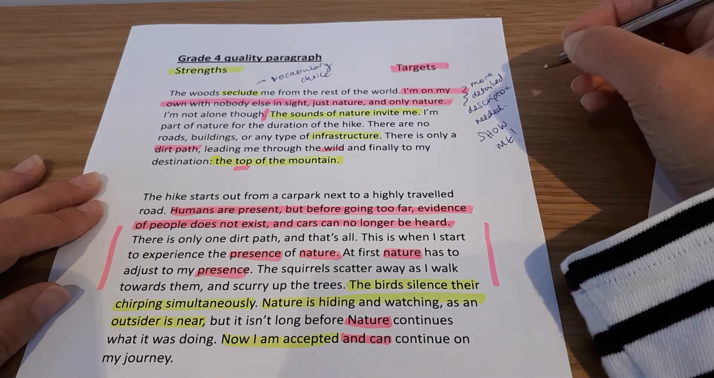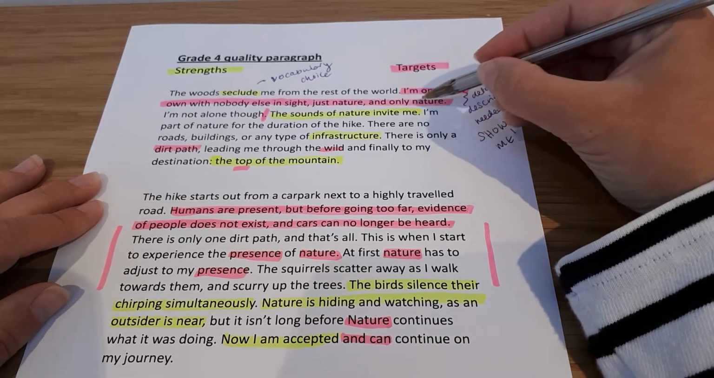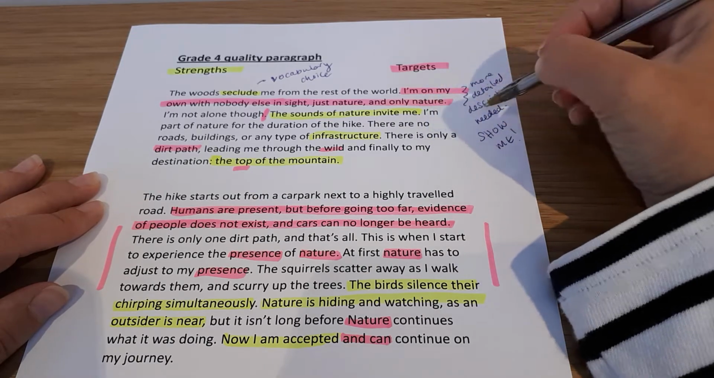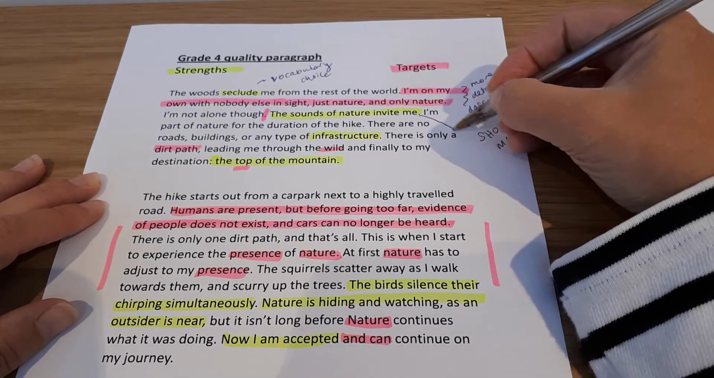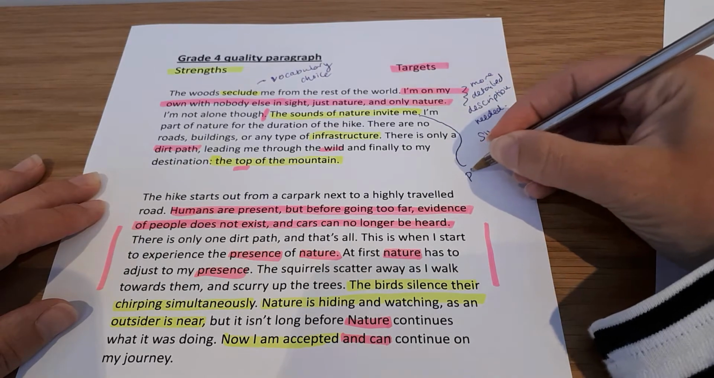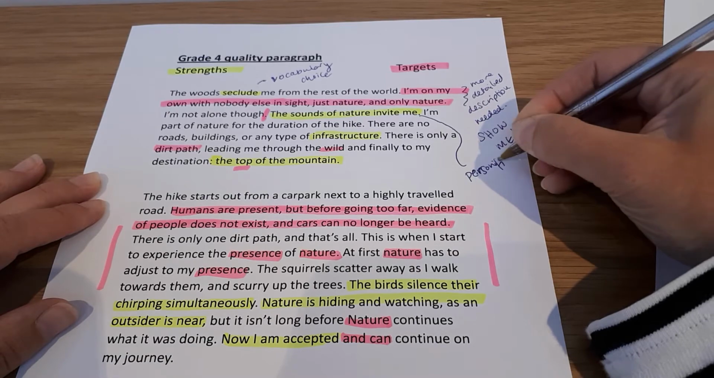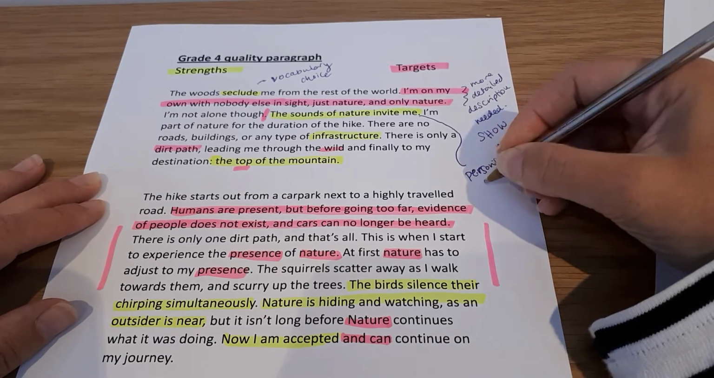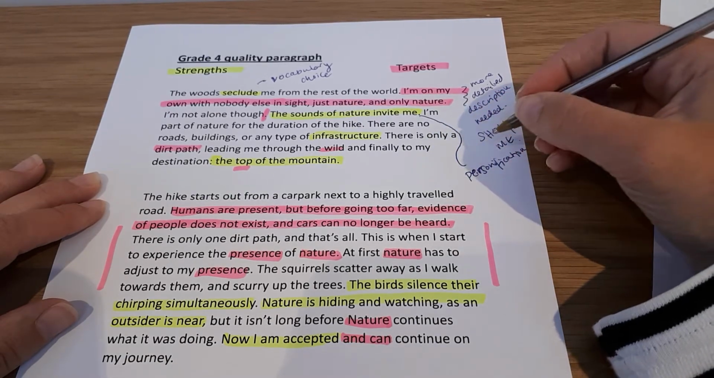Okay. There's quite a nice piece of personification here, which is something that you could perhaps build on in this introduction. So there's good use of personification like that.